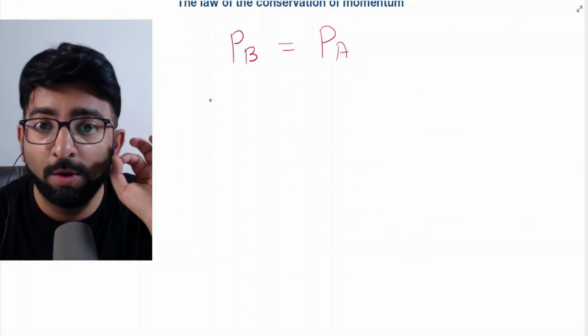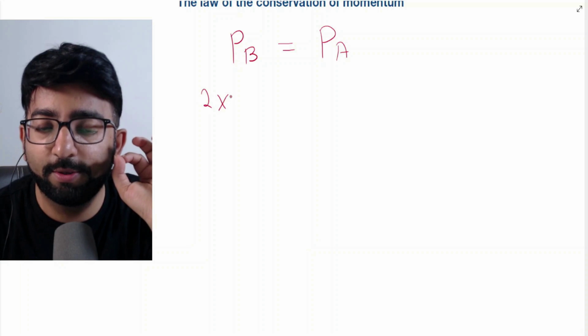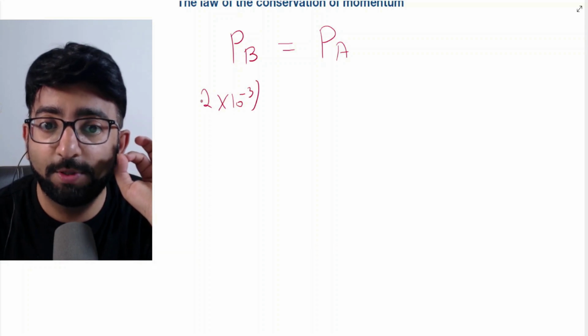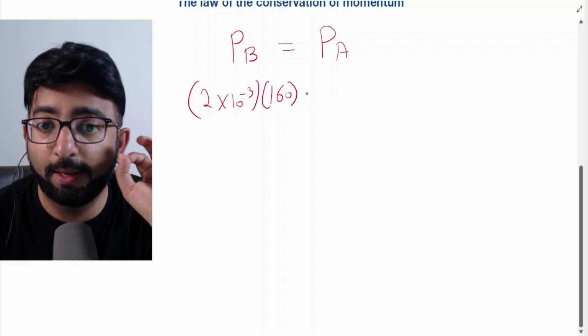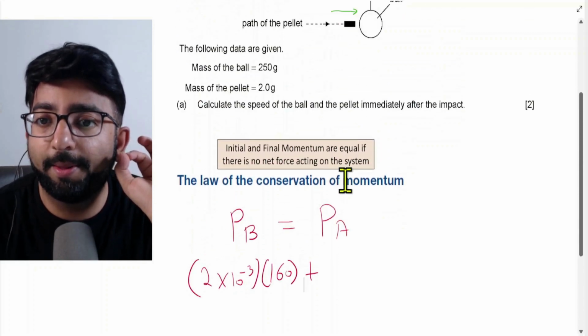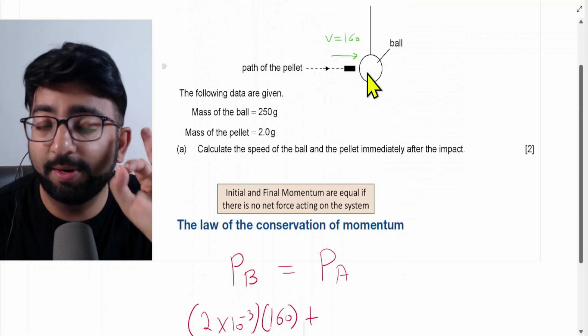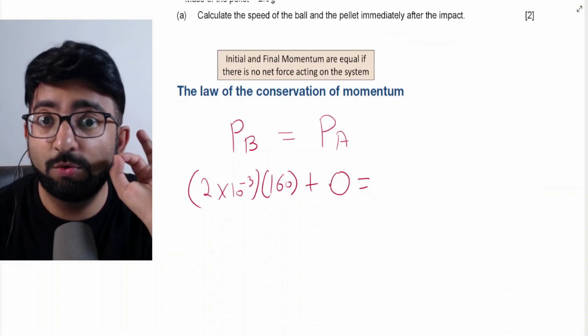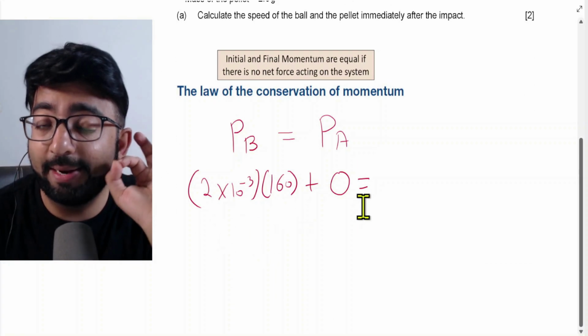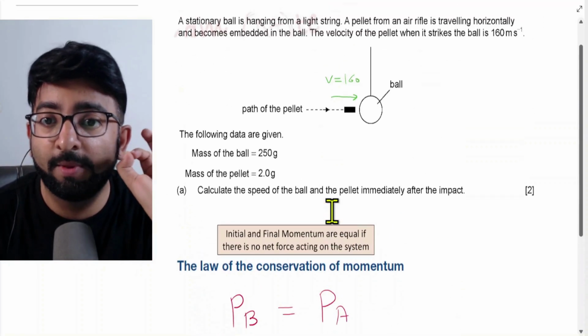So, let's write it down. 2 grams, let's convert that into kilograms. This is the mass of the pellet multiplied by the speed of the pellet, 160. Plus, the ball, on the other hand, was stationary. So, we can straight away write the momentum of the ball is 0. So, this is the total momentum of the pellet ball system before the collision.